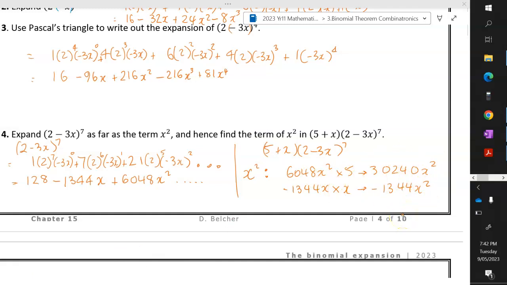So we need to add these together to get our final value or coefficient of x squared. So we're going to get 28896x squared is our term for x squared. So the coefficient is 28,896, and that belongs to the x squared.